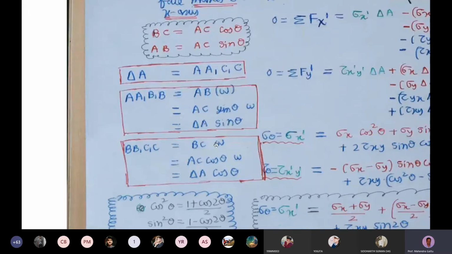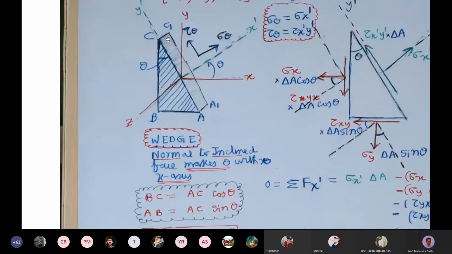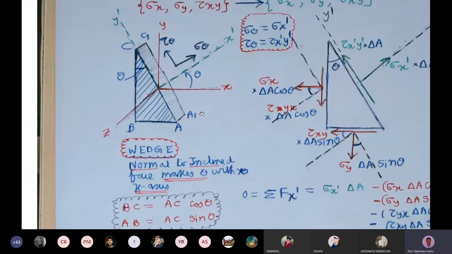It will be BC times W. BC is AC cos theta into W, and AC into W is delta A. So what we have here is, if the inclined surface is delta A, the horizontal projection is delta A sin theta, and the vertical projection is delta A cos theta. And what we'll do now is show the forces on this inclined face and the horizontal and vertical faces, and then apply the equations of equilibrium.